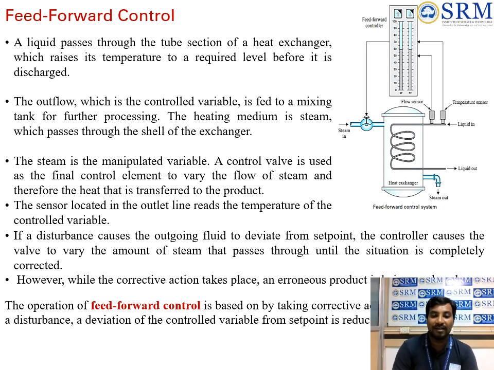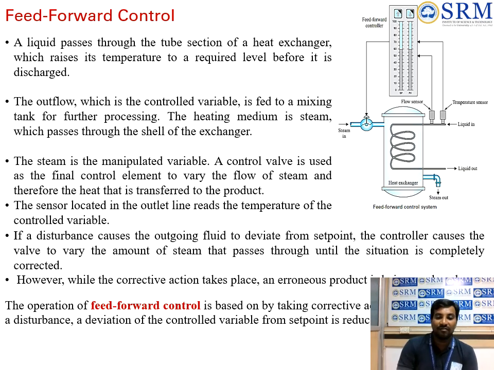The sensor located in the outlet pipe reads the temperature of the controlled variable. If a disturbance causes the outgoing fluid to deviate from the set point, the controller causes the valve to vary the amount of steam that passes through until the situation is completely corrected. However, while this correcting action is taking place, an enormous amount of off-spec product is being produced.